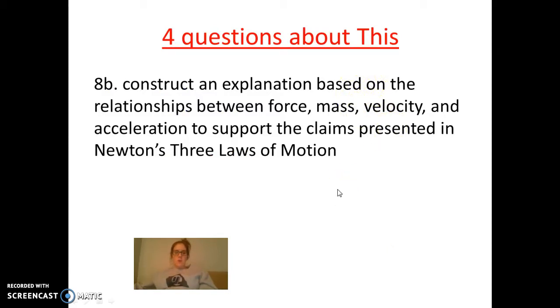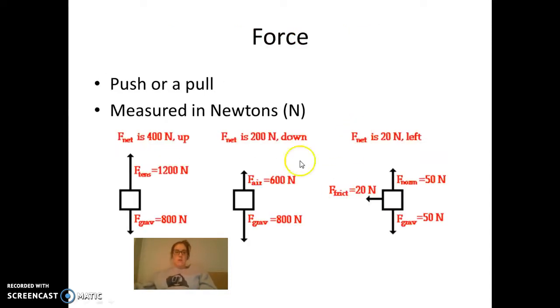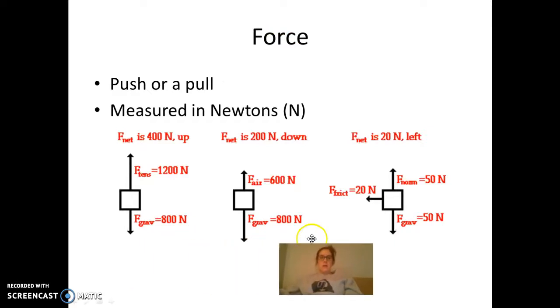I'm talking about the relationship between force, mass, velocity, and acceleration. There are 4 questions about this. So the first thing we want to review is forces. And we looked at some force diagrams a while ago, remembering that a force is a push or a pull. We measure force in newtons. If the arrows are going the same way, you add them. If the arrows are going opposite ways, you're going to subtract them.